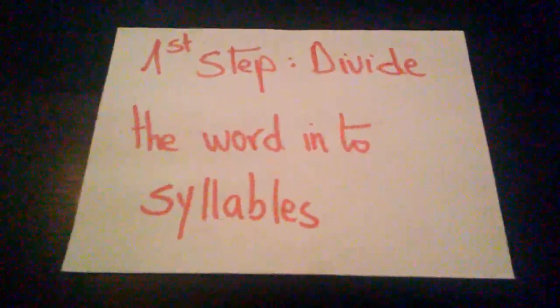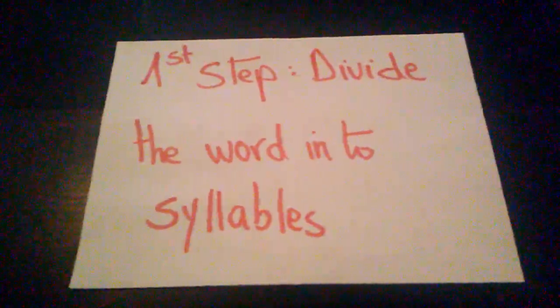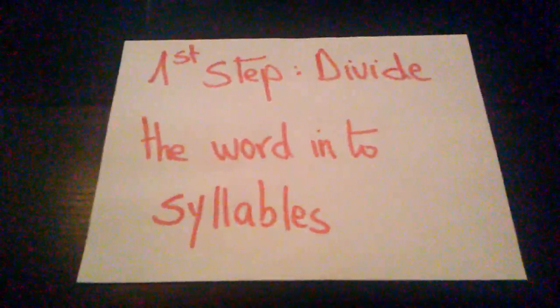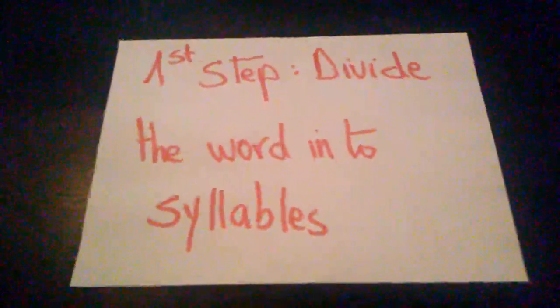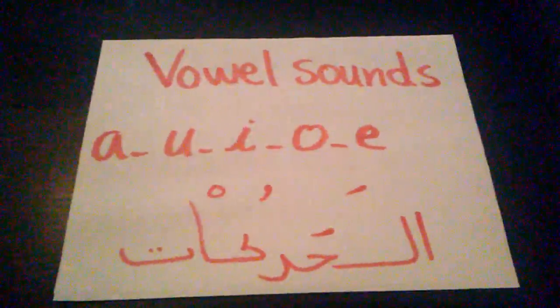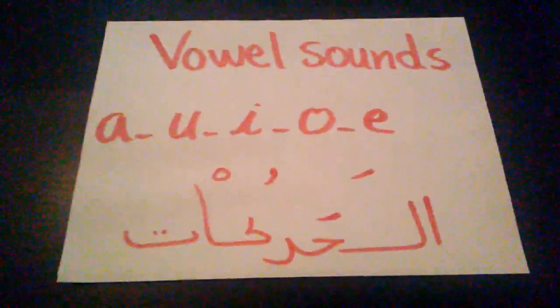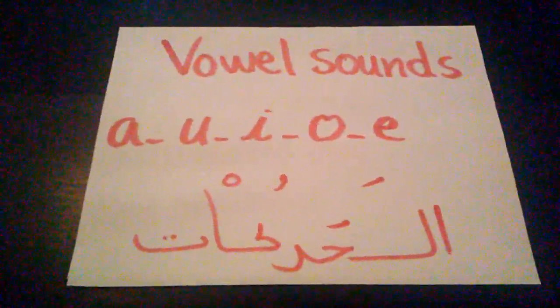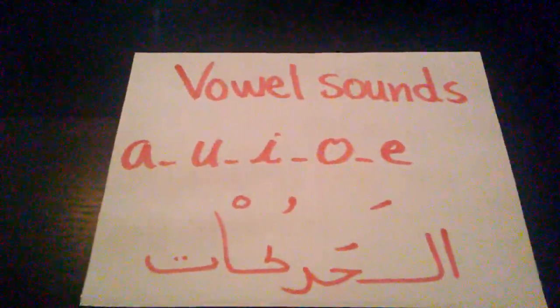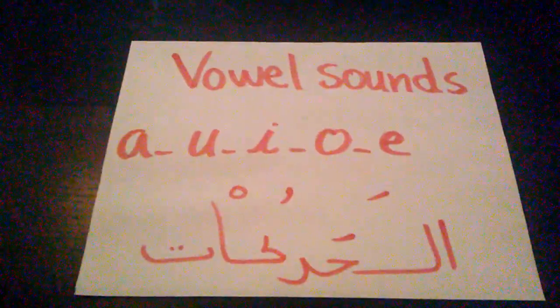كيفاش نقسم le mot des syllabes. كيفاش نقسم le mot لأجزاء. How to divide the word into syllables. Let's start with telling you that a syllable is formed by a vowel. A syllable is formed by a vowel sound.